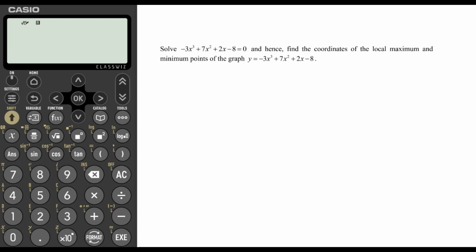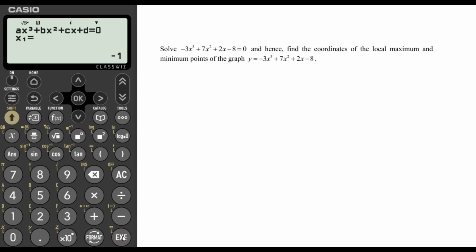We can use our calculator to solve cubic equations and also use our calculator to find local maximum and minimum points of cubic functions. Now in this example, we have to solve -3x cubed plus 7x squared plus 2x subtract 8 equals 0, and hence find the coordinates of the local maximum and minimum points of the graph y equals -3x cubed plus 7x squared plus 2x subtract 8. From the main menu, go to the equation sub-menu, then polynomial. We have a cubic, we have -3x cubed plus 7x squared plus 2x subtract 8 equals 0.